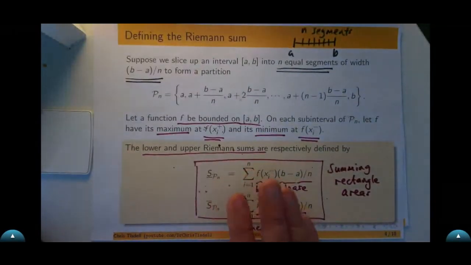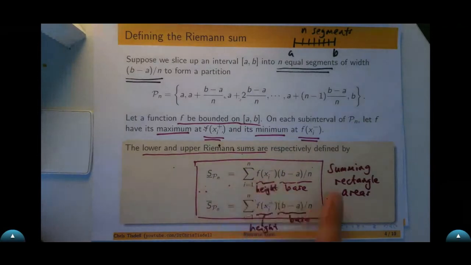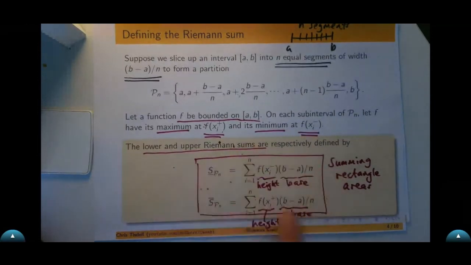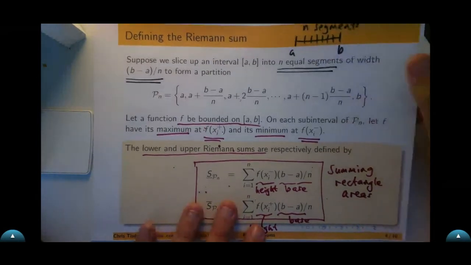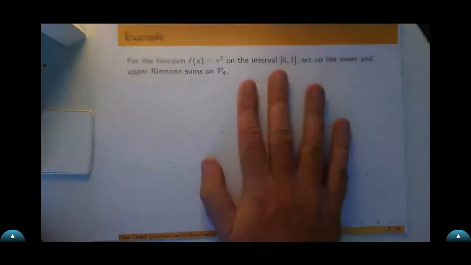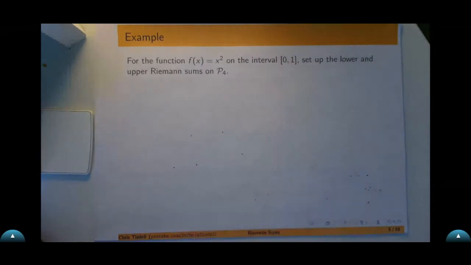So that's pretty much it. It's just rectangles. People get a bit frustrated with this notation, but just think of it as base times height, and you sum up the areas of the rectangles. That's all that happens. Okay? That's the way I like to think about it anyway. All right, let's do a real simple example, and we can work through it together. And I'm hoping that this is a good example for you. Okay?